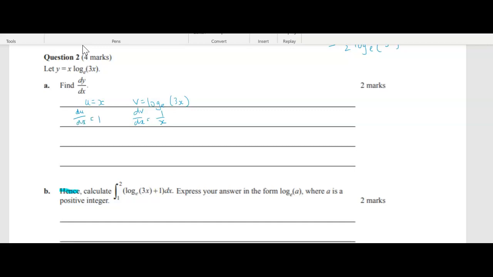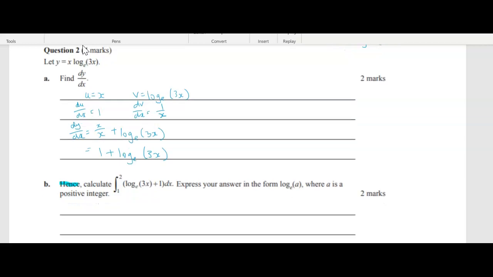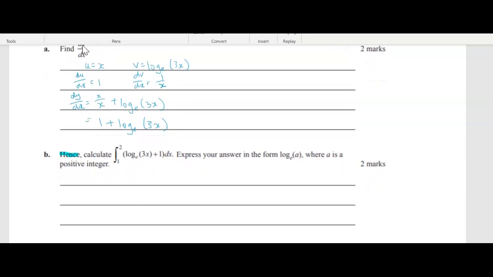is equal to 1. So the product rule is on your formula sheet. Okay, so it's x times 1 on x, which is x on x, plus 1 times log base e of 3x. So we've got 1 plus log base e of 3x. And we're finding the derivative. Yep, so that's all good. Can't simplify it any further.